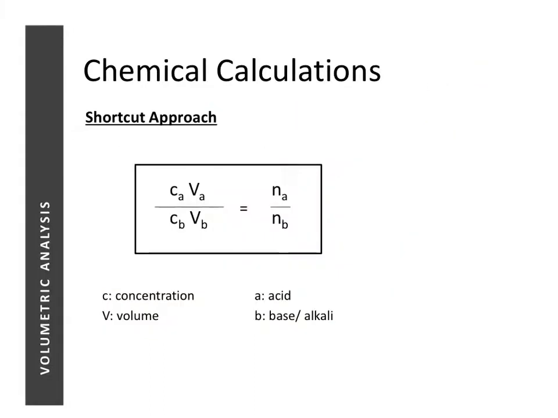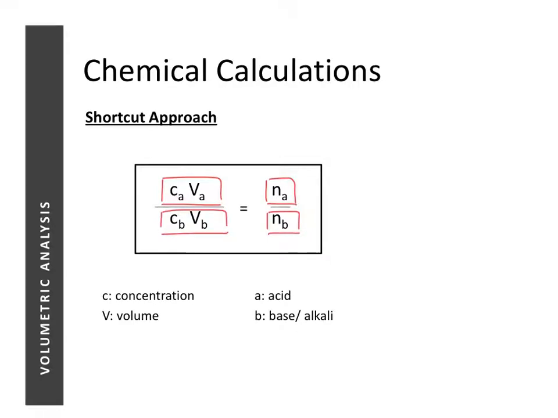Now, there's actually a shortcut approach that's based on the 3C approach. It's essentially the same. But when you see a chemical calculation question involving acid-base titration, you can actually use this formula over here. So how do we interpret this formula? It is that the concentration of acid times the volume of acid divided by the concentration of base times the volume of base is equal to the reacting ratio between your acid and your base.